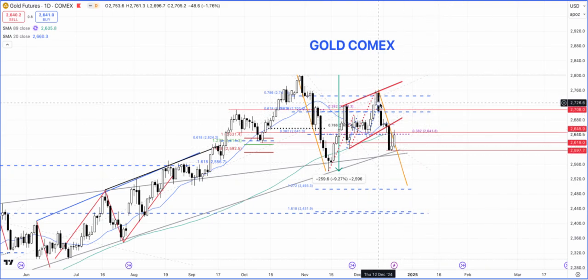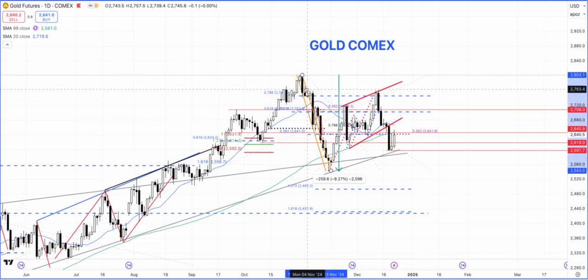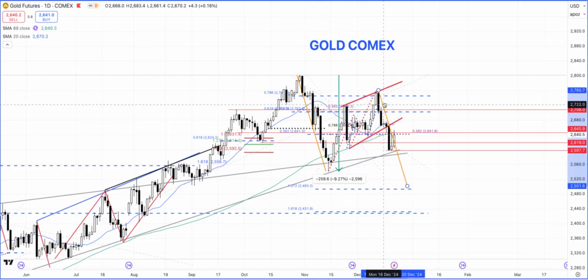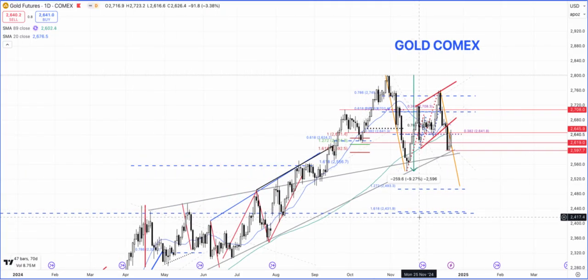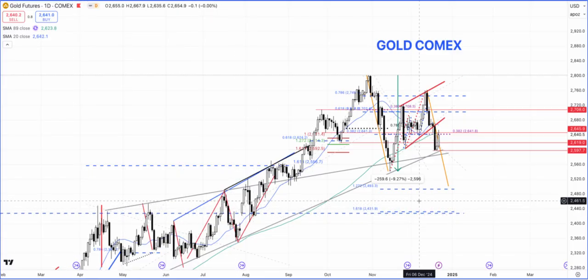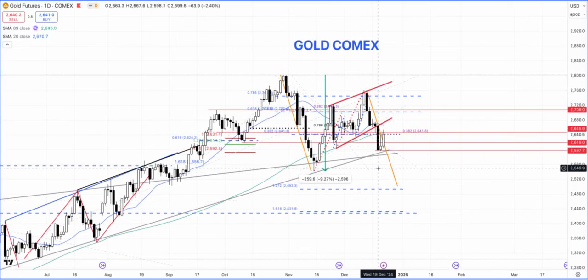And of course, look, I have drawn this little ABCD in orange, and unless this high is taken out, the chances are we are moving in this ABCD pattern with the first level of 2500, with the possibility of even lower, where we could have some other support, such as structural support, come in. But it looks like the gold is moving in this ABCD structure.